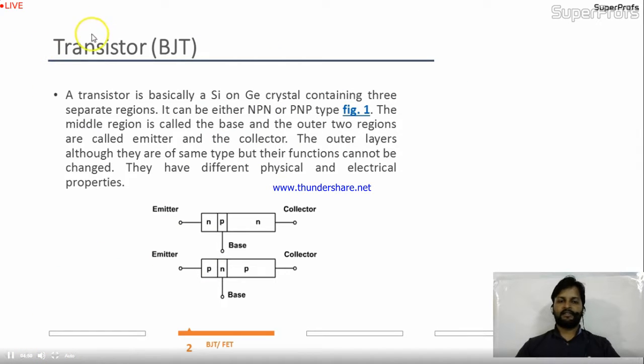So this is the transistor given over here. The other name of this is BJT, bipolar junction transistor, right? Wait a minute, let me take a pen over here. A transistor is basically a silicon or germanium crystal containing three separate regions.